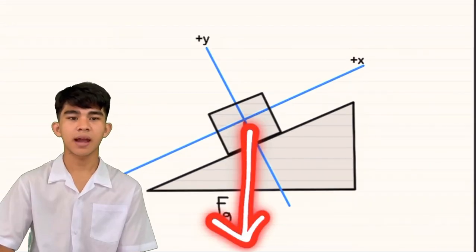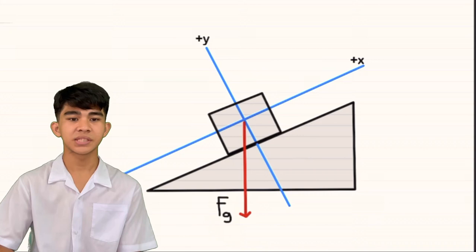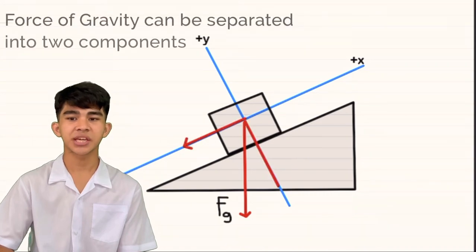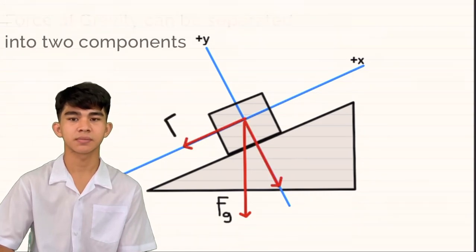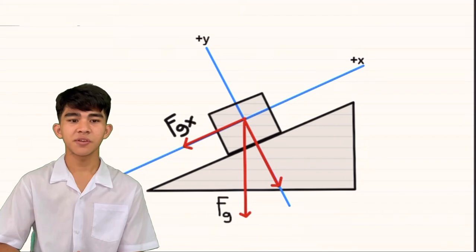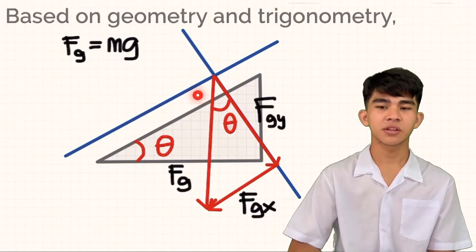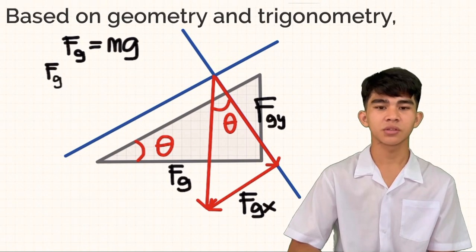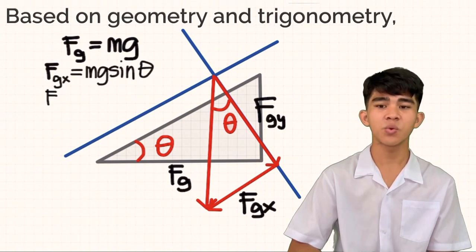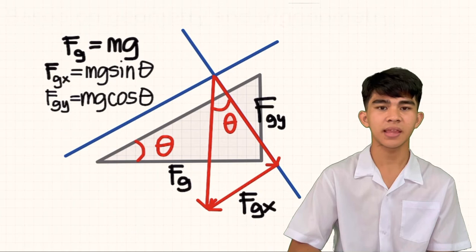Fg always acts on the body in the downward direction, but since this is an inclined plane, Fg can be separated into its components. Fgx is parallel to the surface, and Fgy is perpendicular to the surface. Based on geometry and trigonometry, Fgx is equal to mg sine theta, and Fgy is equal to mg cosine theta.